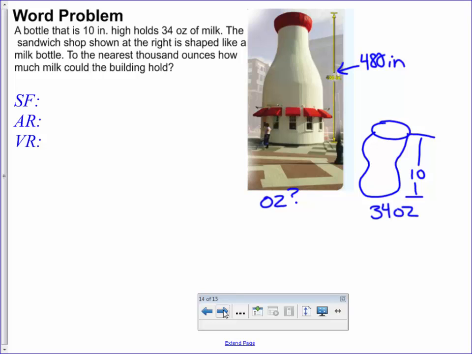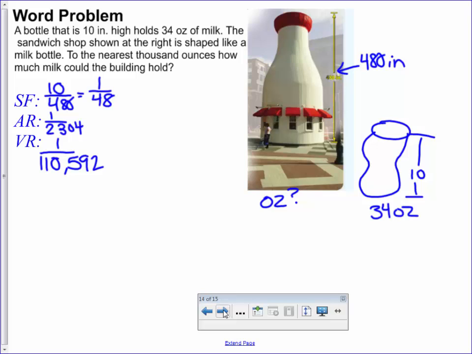Well, let's first find our scale factor. Remember, scale factor is the side length ratio, okay? The side length of the small bottle is 10, the side length of the other is 480. If you go ahead and simplify that, you get 1 to 48. That's our scale factor. That means if we square it, our area ratio is 1 to 2,304. And if we cube 48, we get a large number. It's 1 to 110,592. So those are our ratios.